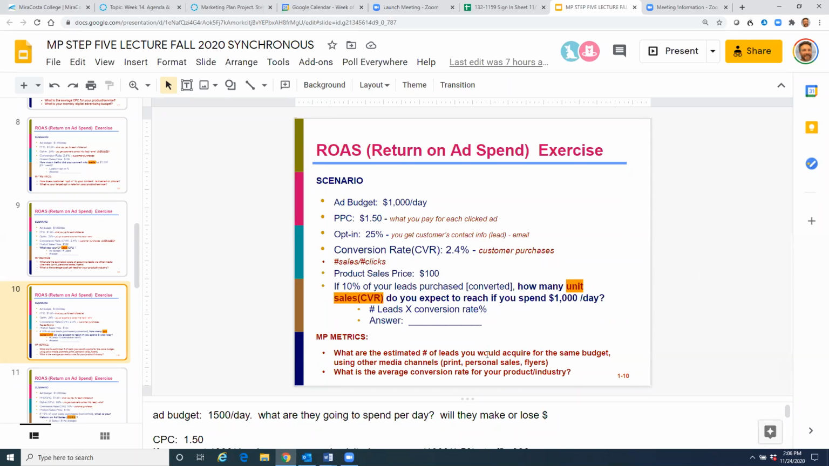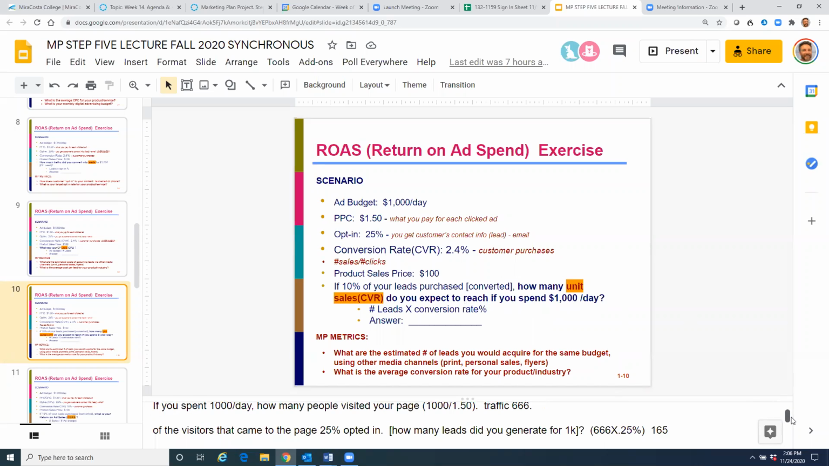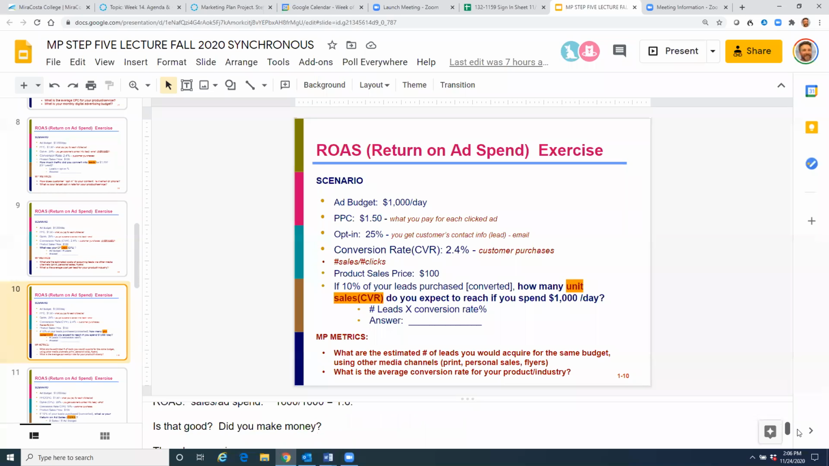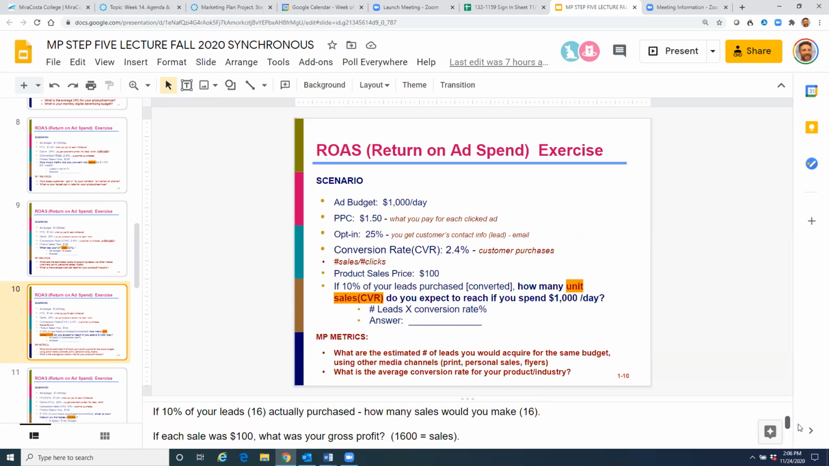I multiplied 667 visitors by the conversion rate of 2.4, so it's 0.024 to get the accurate number, right? So maybe my number's wrong. Let me check. You can go ahead and mute. So we've got 167. We've got 167 leads. Oh, I have a different percentage number. I'm so sorry. I see what I'm doing.